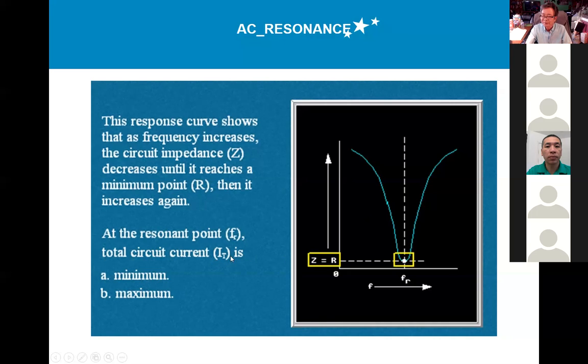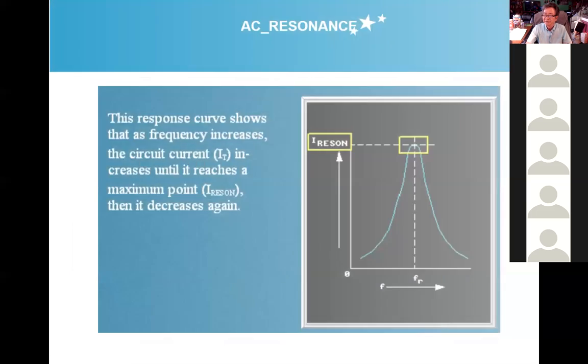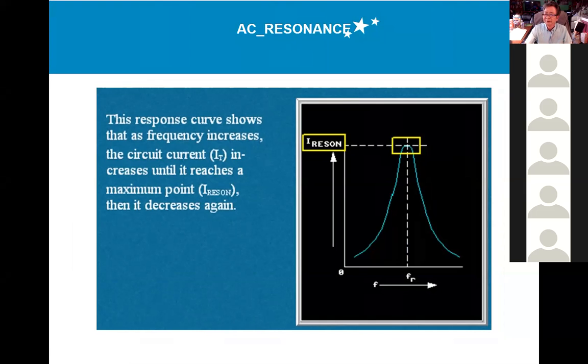At the resonance point, is the total circuit current A, B? B, the maximum. Very good. This response curve shows that as frequency increases, the circuit current IT increases until it reaches a maximum point, then it decreases again. That means the current keeps going up until resonance. After that, it goes down.